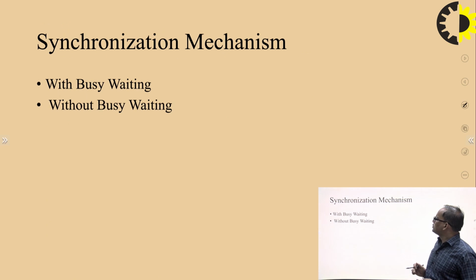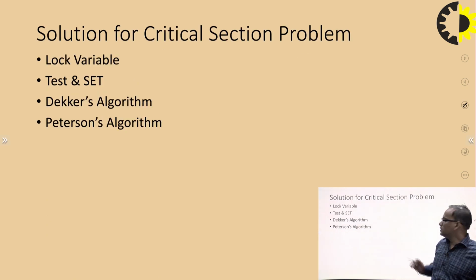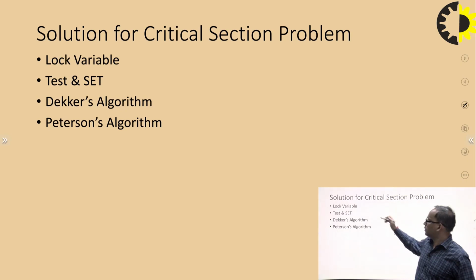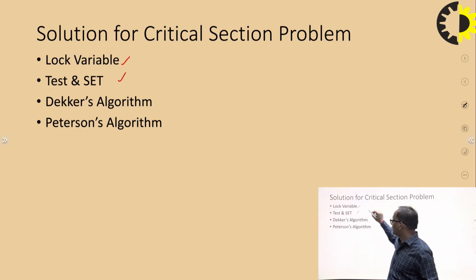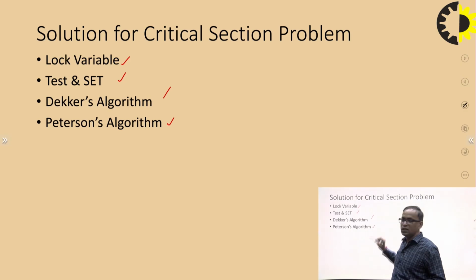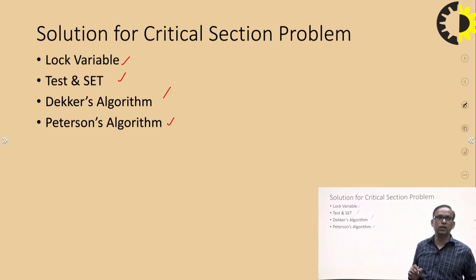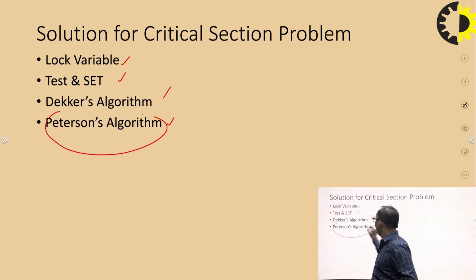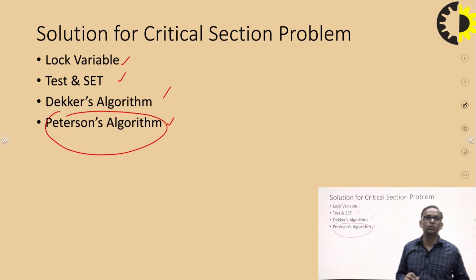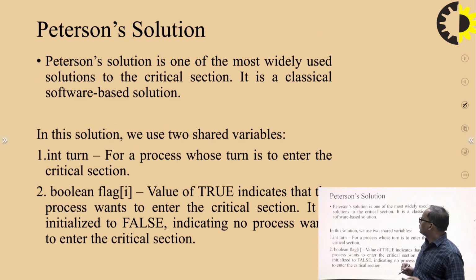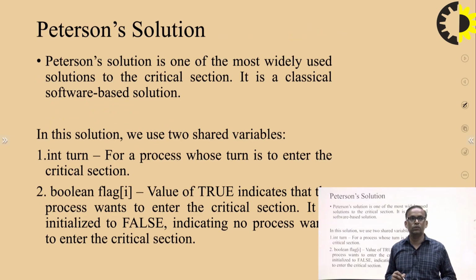Synchronization mechanisms are with busy waiting and without busy waiting. These are some other solutions like the lock variable, test and set variable, Dekker's algorithm and Peterson's algorithm. These are the solutions for the critical section. In this video lecture, our major concern is to explain the Peterson algorithm, or Peterson solution, for the critical section problem. So this is the Peterson solution.